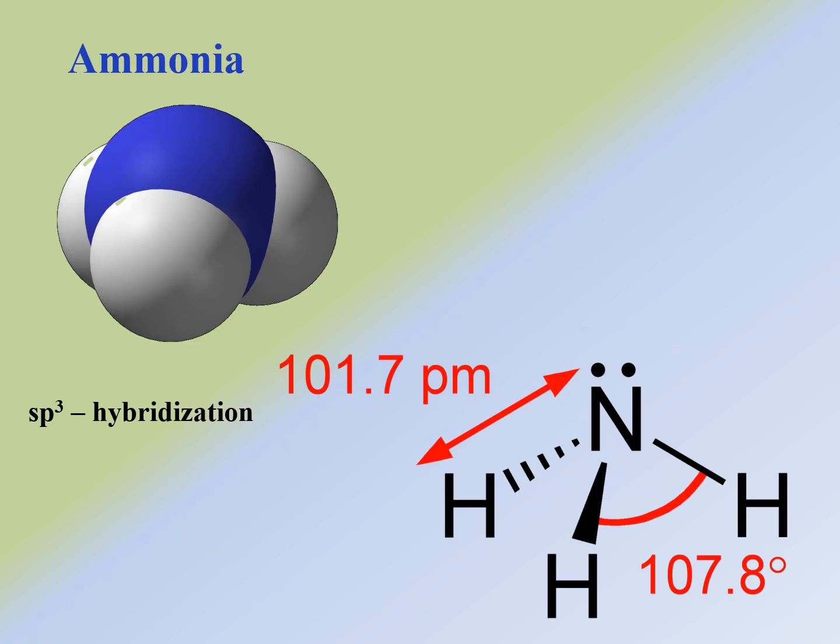What's this molecule? This is ammonia. And there is an sp3 hybridization of the nitrogen atom, as you remember, and there is a lone pair of electrons upon nitrogen.